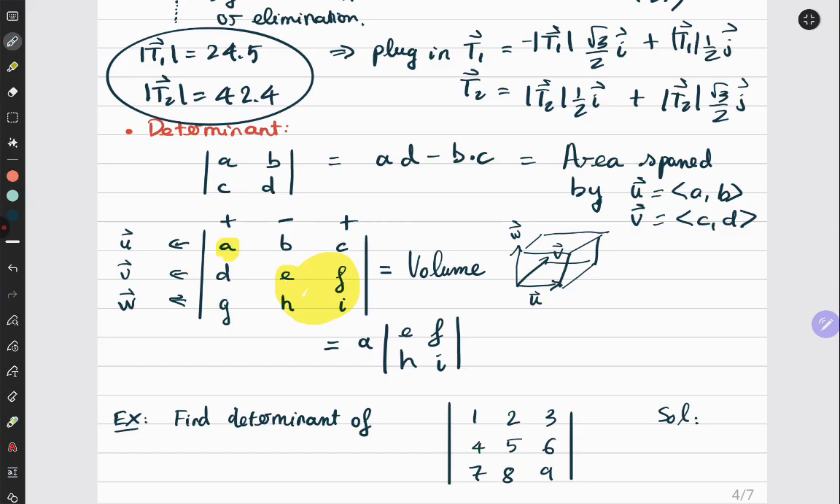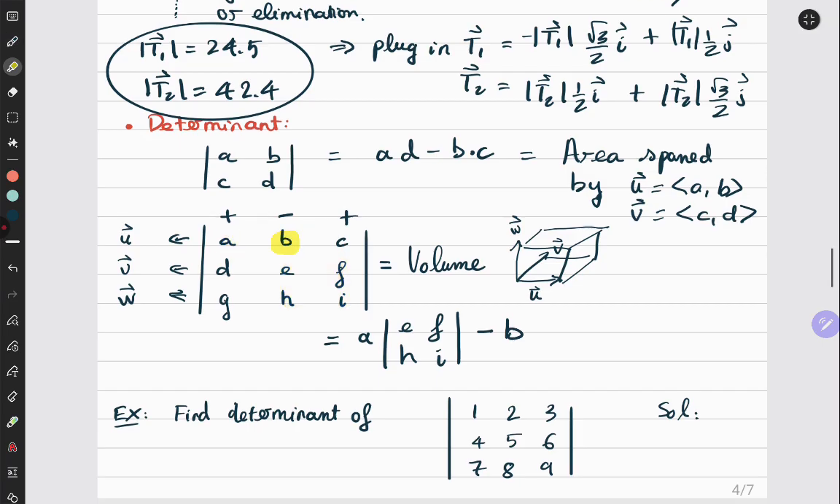Minus B. But this time, you take away B, and you multiply by the determinant of these four: D, F, G, I. Literally you drop out this row and this column, take it out, and you have these four.